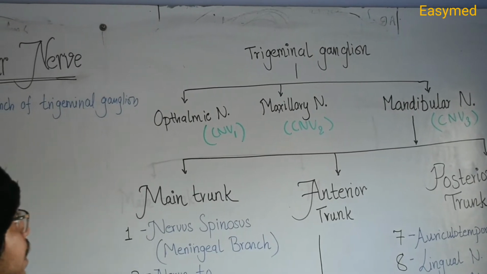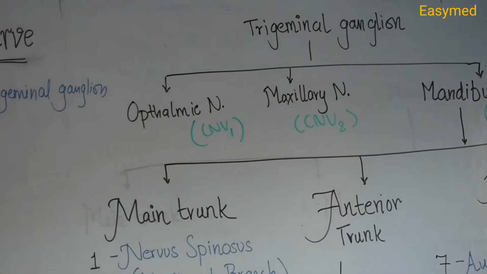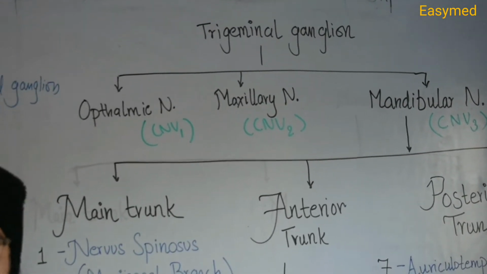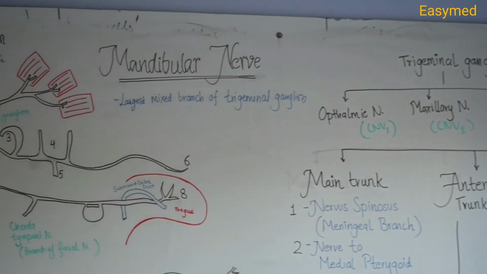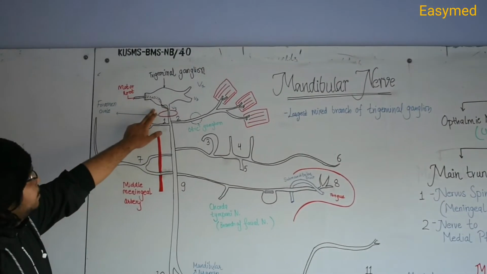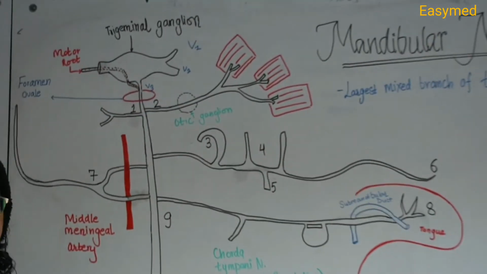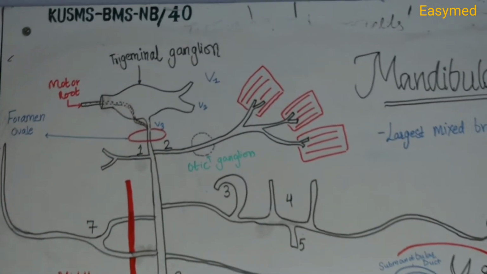Among these three, ophthalmic nerve and maxillary nerve are purely sensory type, whereas the mandibular nerve has both a large sensory root and a small motor root as well. Now let's see the figure. This is the trigeminal ganglion. V1 and V2 are ophthalmic nerve and maxillary nerve respectively. The V3 is the mandibular nerve.